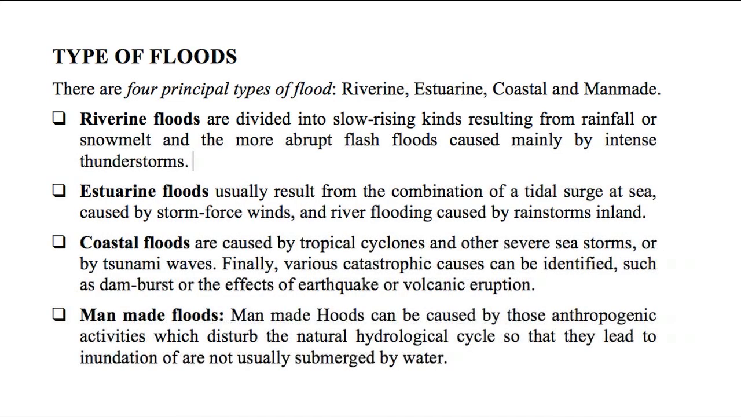Types of floods. There are four principal types of floods: riverine, estuarine, coastal, and man-made. Riverine floods are divided into slow rising kinds resulting from rainfall or snowmelt and the more abrupt flash floods caused mainly by intense thunderstorms. Estuarine floods usually result from the combination of a tidal surge at sea caused by storm force winds and river flooding caused by rainstorms inland. Coastal floods are caused by tropical cyclones and other severe sea storms or by tsunami waves. Finally, various catastrophic causes can be identified, such as dam burst or the effects of earthquake or volcanic eruption.